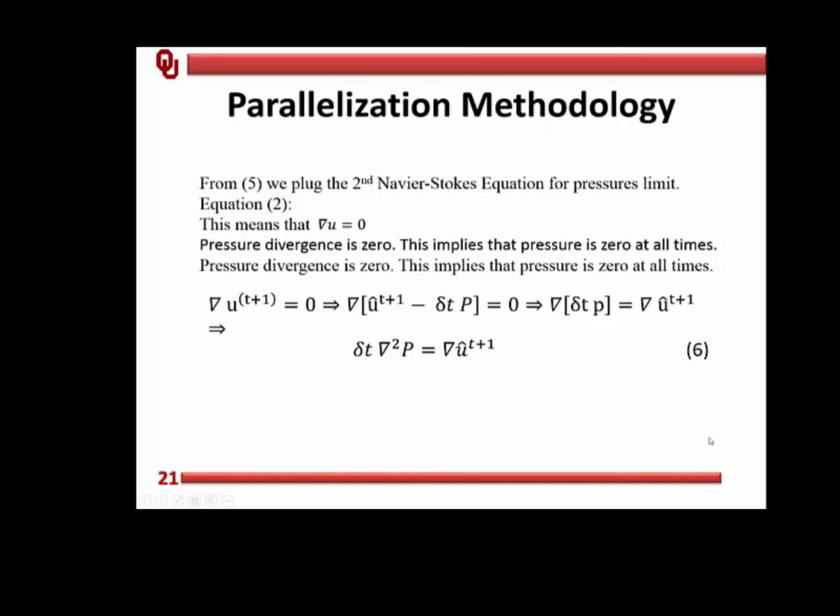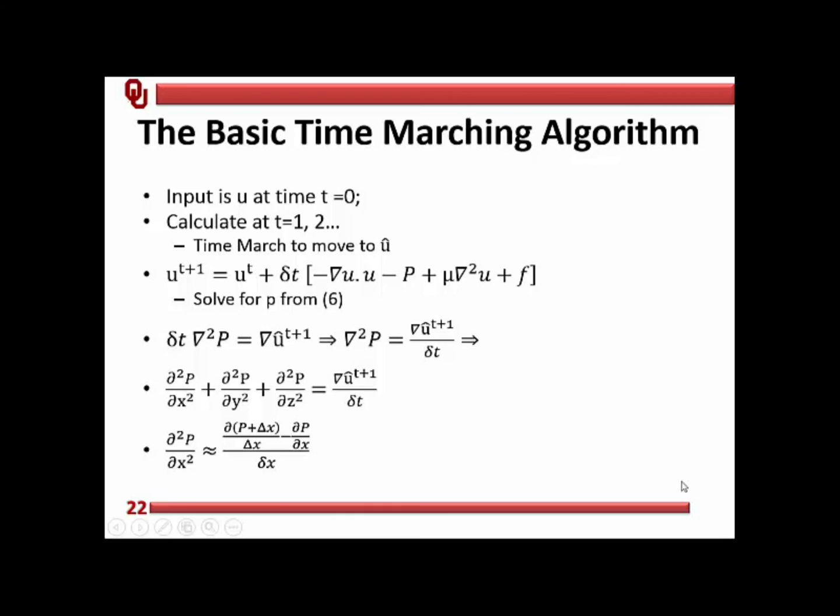Equation 2 of Navier-Stokes says that the divergence of u equals 0, at any time. So we can plug equation 5 into equation 2, and we will have equation 6, which will be the basis for our solution. Because when we solve for pressure, we can find the flow. The basic time marching algorithm.